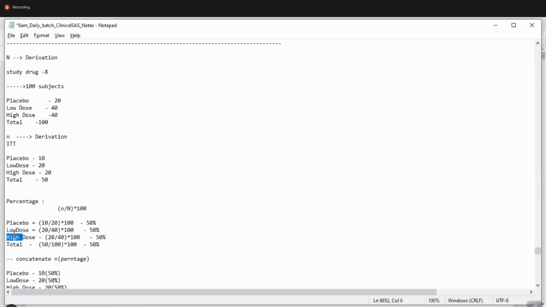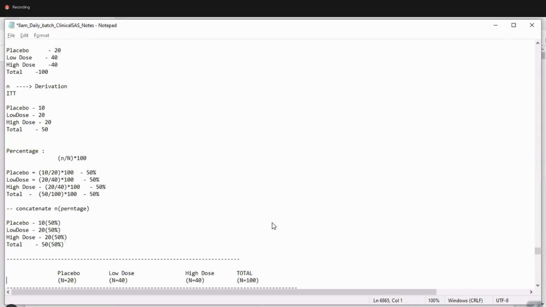In the low dose also, totally 40 subjects are there. Only 20 subjects have ITT flag. So 20 by 40 into 100, 50%. Similarly, high dose, 20 people only, 20 by 40 into 100, again 50%. So for the total overall also, out of 100, only 50 people are there, 50%. So like these, you need to derive the percentages. Once you derive the percentages, you combine both n and percentage. Concatenate n and percentage because I need both, right? Together, like this: 10 with bracket percentage, 20 with bracket percentage, for each of placebo, low dose, high dose, total.